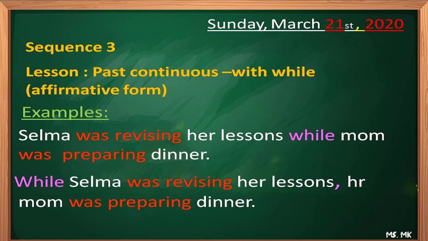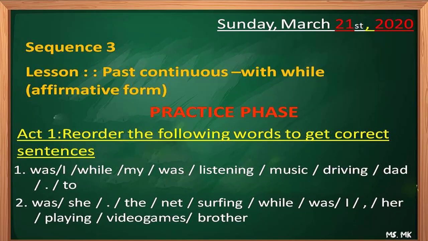So the first activity is going to be a form-based. It means that your pupils are going to get the structure. And here I have introduced one sentence with while in the middle and another sentence with while, which should be written at the beginning because we have here comma. So you have to make your pupils pay attention to punctuation while dealing with this kind of grammar lessons.